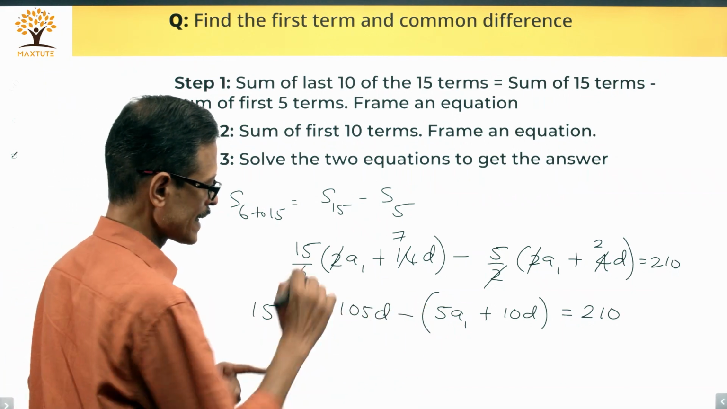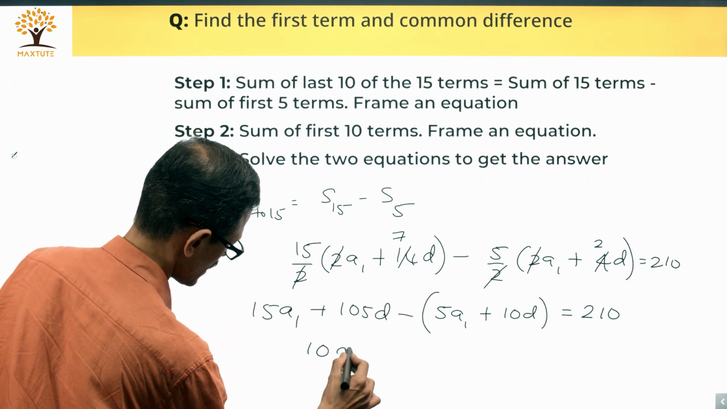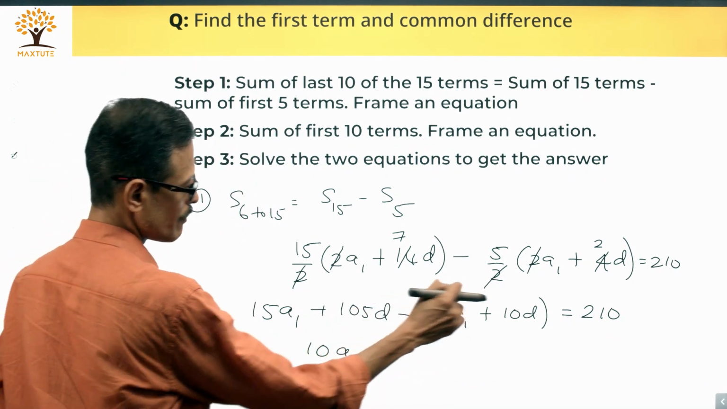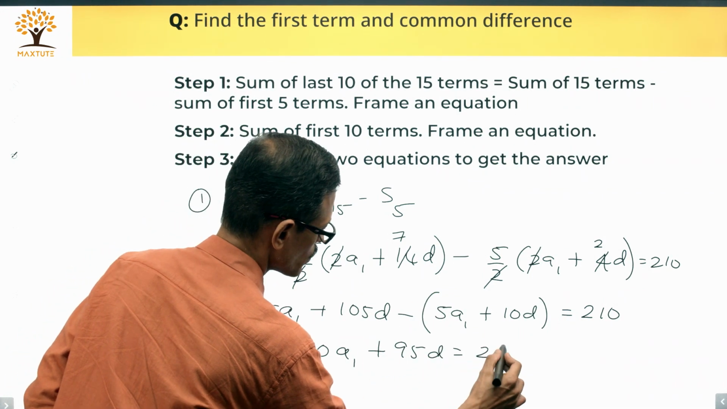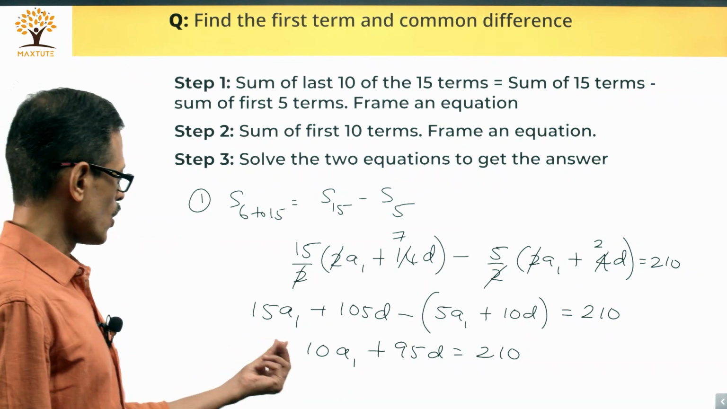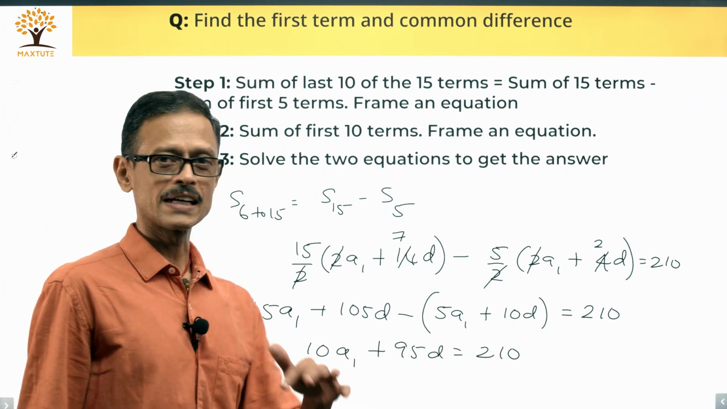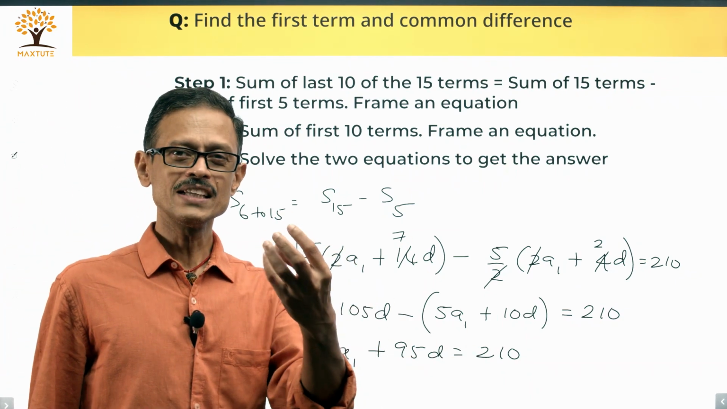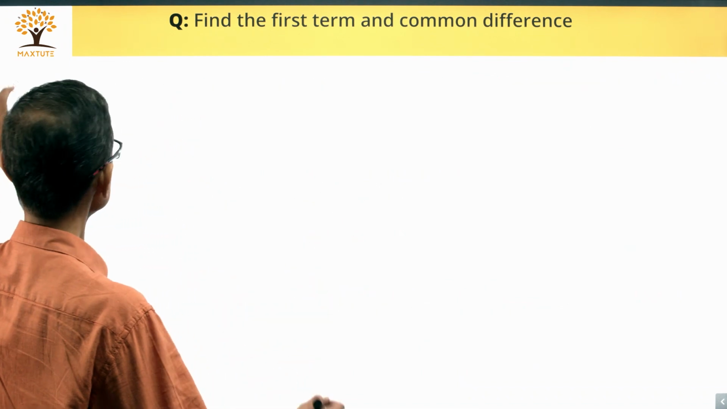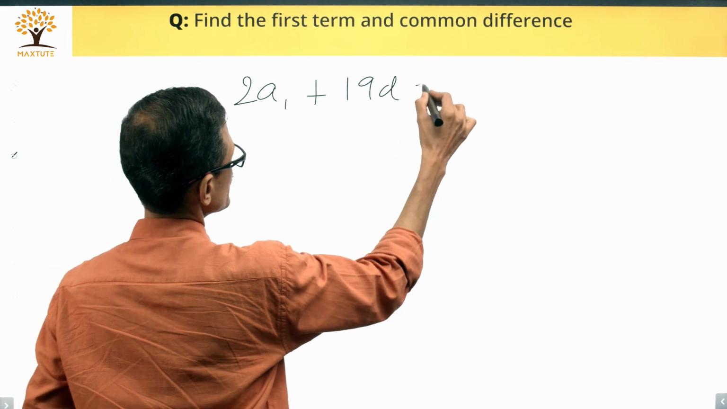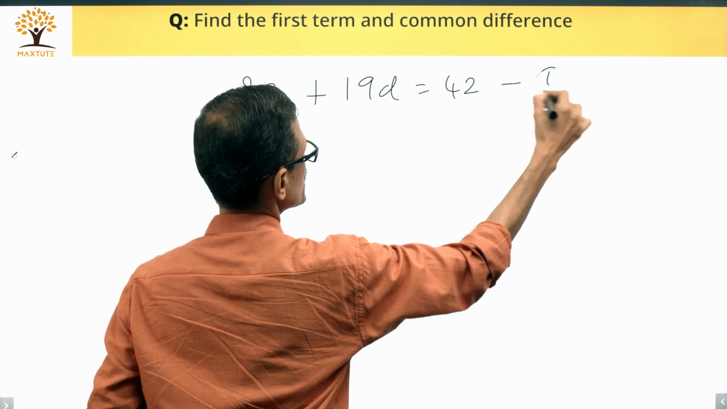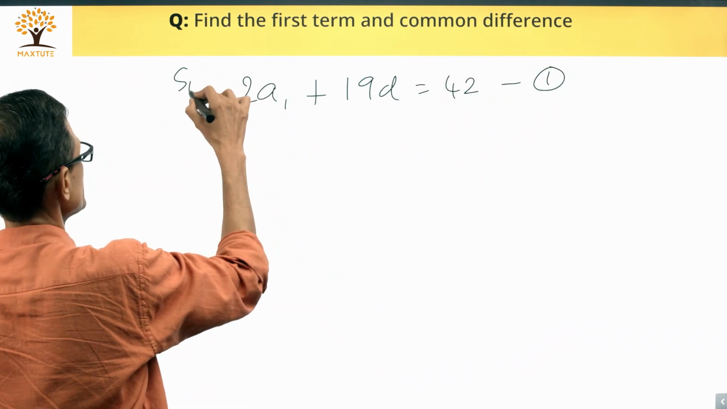15A1 minus 5A1 is 10A1. 105D minus 10D is plus 95D. This is equal to 210. All these parts, 10, 95 and 210, are divisible by 5. Let us divide it, so the equation becomes a friendly one to work with. It will leave us with 2A1 plus 19D is equal to 42, which is equation 1 pertaining to S6 to 15.